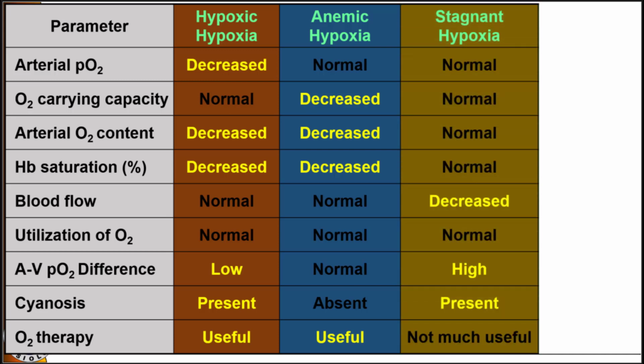In stagnant hypoxia, all oxygen parameters are normal but tissue blood flow is reduced. Hence, arteriovenous oxygen difference is high. Cyanosis is present. Oxygen therapy is not useful.